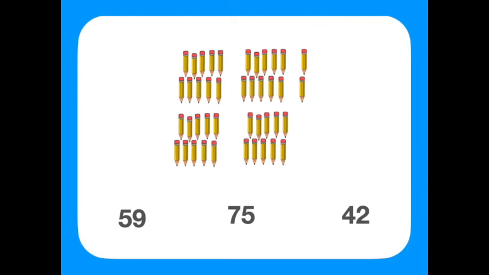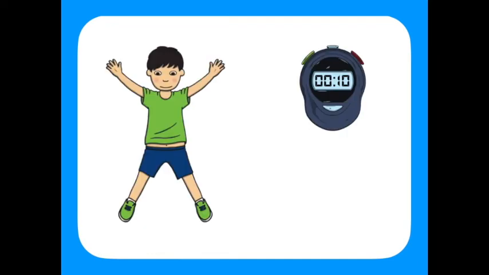Okay, so let me tell you about a little activity that you can do at home. Make an estimate or take a guess how many star jumps you can do in 10 seconds. So you'll need a stopwatch for this. You could use a smartphone or a clock if you don't have a stopwatch. Take a guess, make an estimate of how many star jumps you could do in 10 seconds, and then see how many you actually manage to do.